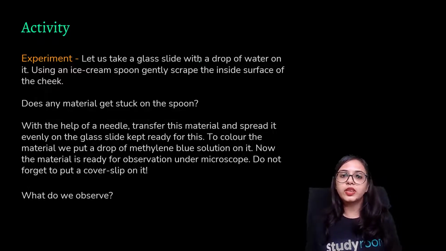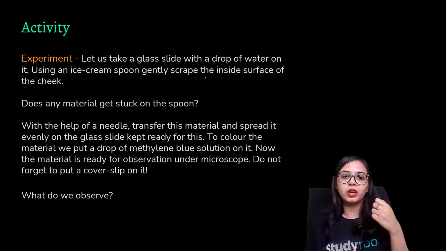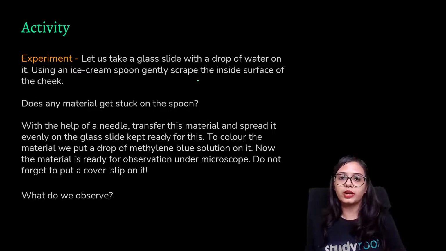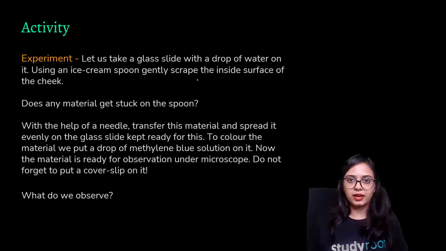Right, let us take a glass slide and a drop of water on it. Then, using an ice cream scoop, gently scrape the inside surface of your cheek like this. All right. Does any material get stuck on the spoon? Now, if you take a spoon and scrape the inside surface of your cheek, of course cells are not visible to the naked eye, so you may think that nothing is there.